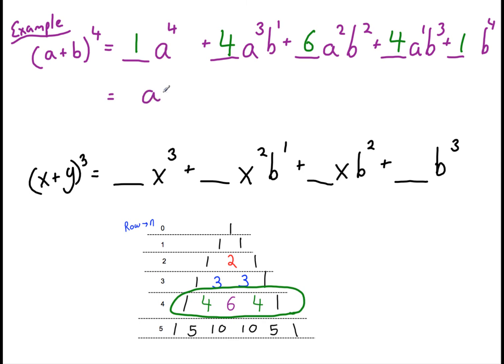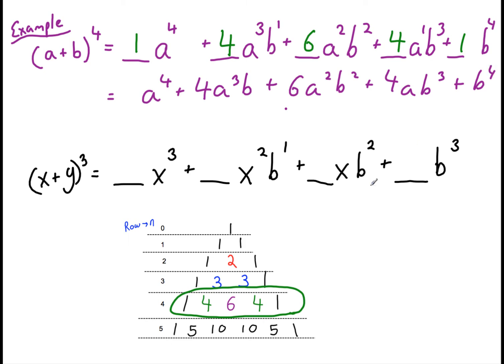So here, in simplified form, it's a to the 4th plus 4a cubed b plus 6a squared b squared plus 4ab cubed plus b to the 4th. And that's my expanded polynomial.